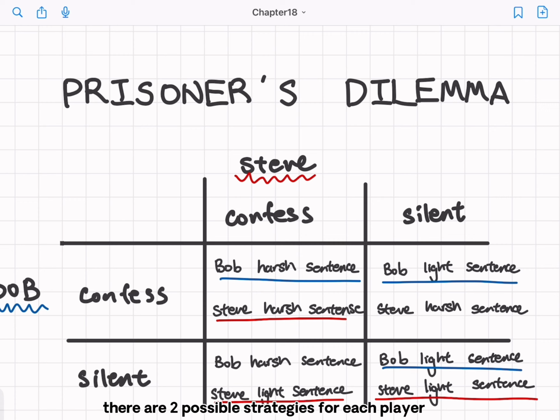In this game, there are two possible strategies for each player: confess or remain silent. If one player confesses, the other player's best response is also to confess. If both players confess, they both receive a moderately harsh sentence, which is worse than if they had both remained silent. If one player remains silent, the other player's best response is to confess, as they will receive a lighter sentence while the other player receives a harsh one. This would lead to two Nash equilibria, which is called multiple equilibria.